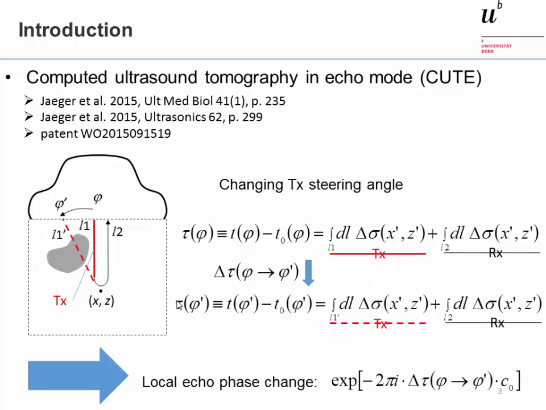Now the difference tau between t and t0 changes according to the changing path integral along the transmission path when changing the transmit beam steering angle. And this difference, delta tau, can be measured in the reconstructed RF mode image using phase correlation techniques.